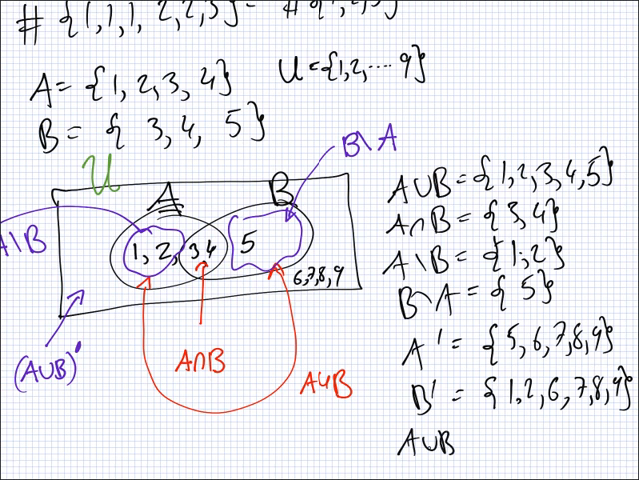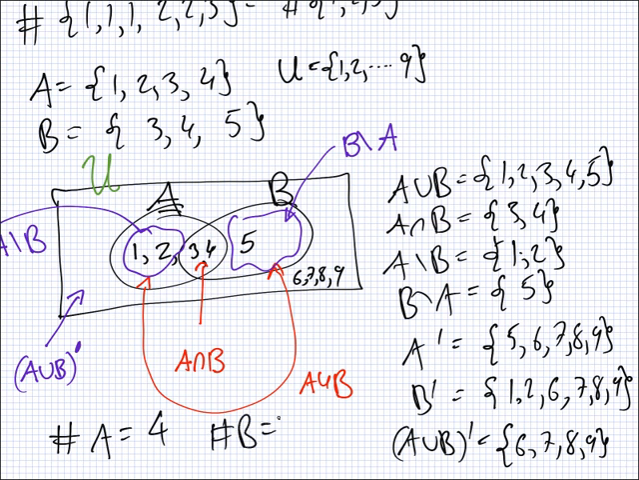A union B not. 6, 7, 8, 9. Size of A? 4. Size of B? 3. Okay. Size of union.